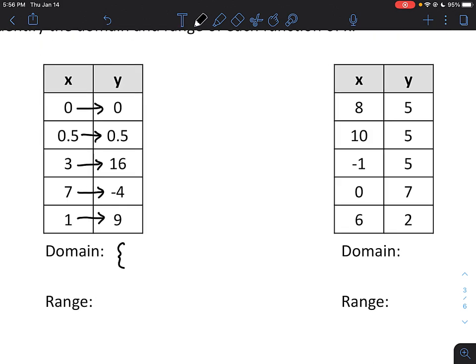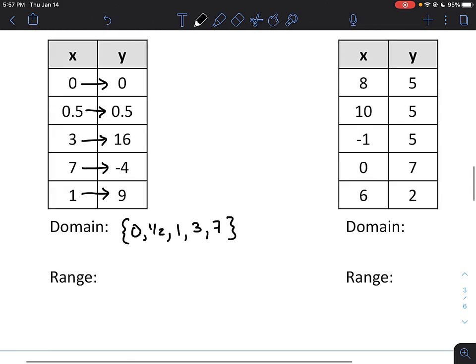So I'm going to put them in set notation, curly bracket, and I'm going to write them in order. So there's a half in there, the 0.5, there's a 1 in there, there's a 3 in there, and there's a 7. You don't have to write them in order. These 5 numbers are said to be the domain of this function. Now, all the outputs, the y coordinates in this case, are considered the range.